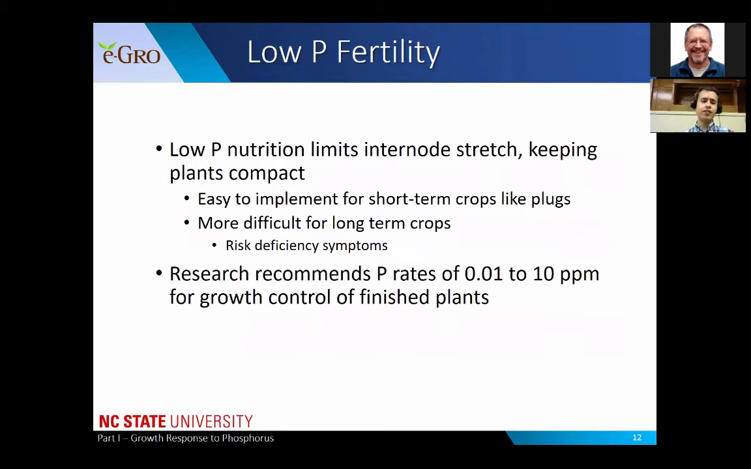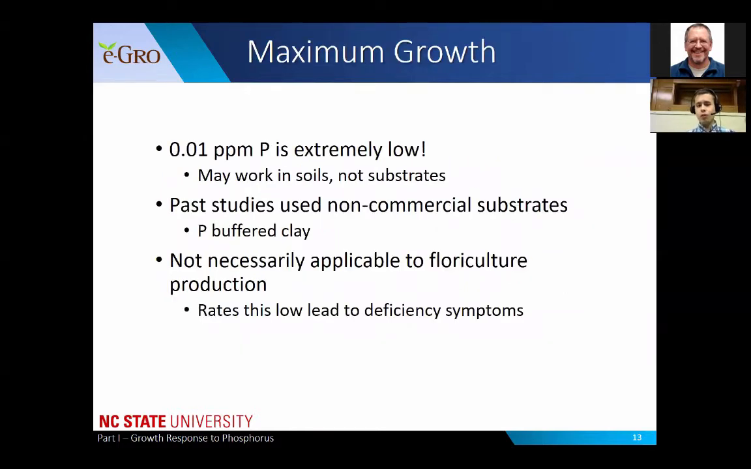And I found research that recommended rates of phosphorus anywhere from 0.01 to 10 parts per million for growth control of finished plants. So obviously that's a pretty big range. And 0.01 parts per million phosphorus is extremely low. This type of rate may work in natural soils, but it does not work in substrates.